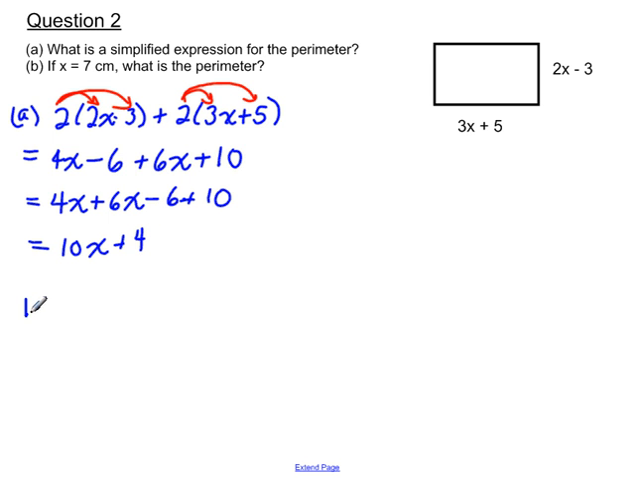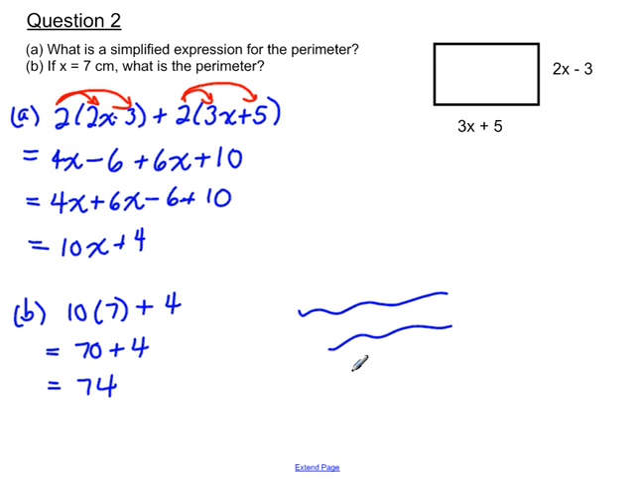And then for part B, you're going to replace the x with 7 and then follow the order of operations. So 10 times 7 is 70. And 70 plus 4 is 74. And then you could write your sentence answer for time. I'm not going to do that, but you saw an example of what I wrote for the last question.